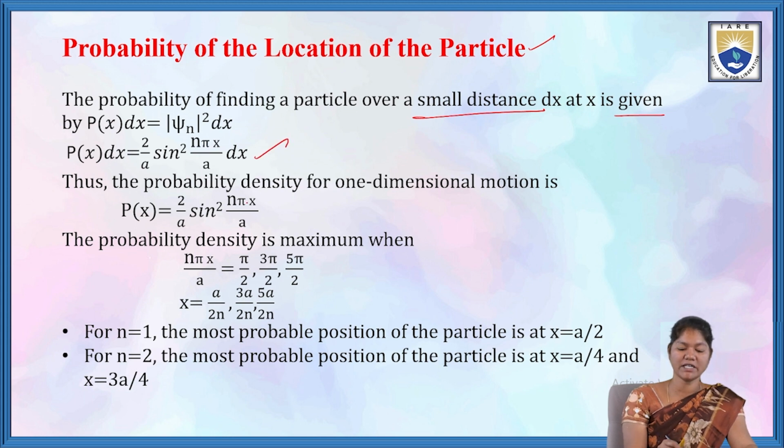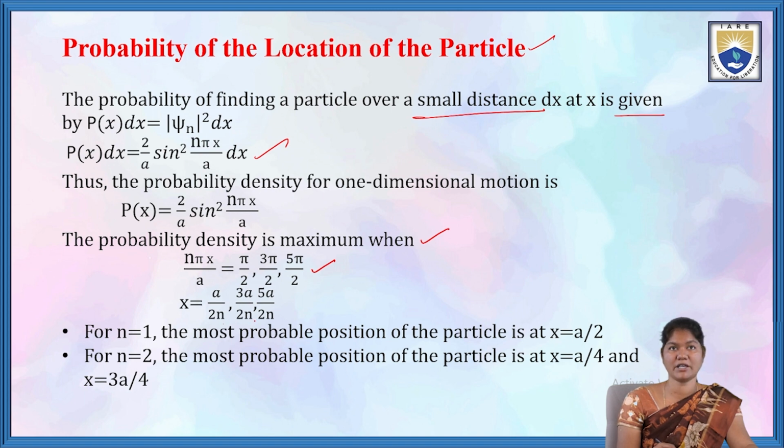So the probability density for one dimensional motion is p of x is equal to 2 by a sine square n pi x by a. The probability density is maximum when n pi x by a is equal to pi by 2, 3 pi by 2, 5 pi by 2, and so on. So x is equal to, in this case, a by 2n, 3a by 2n, 5a by 2n.